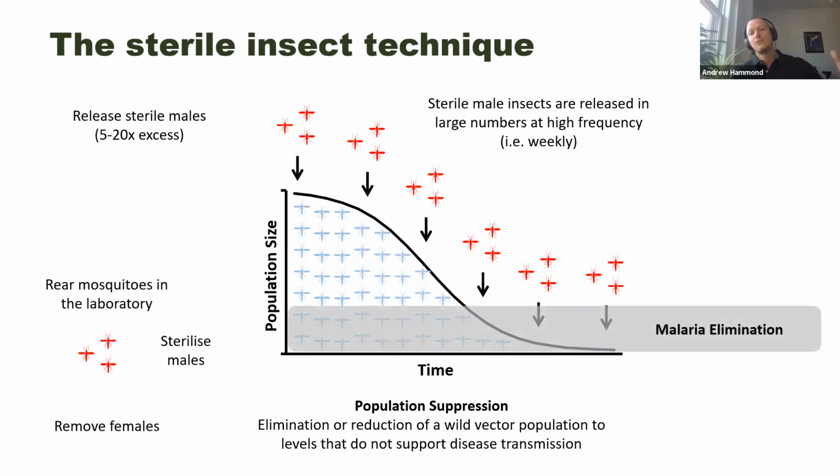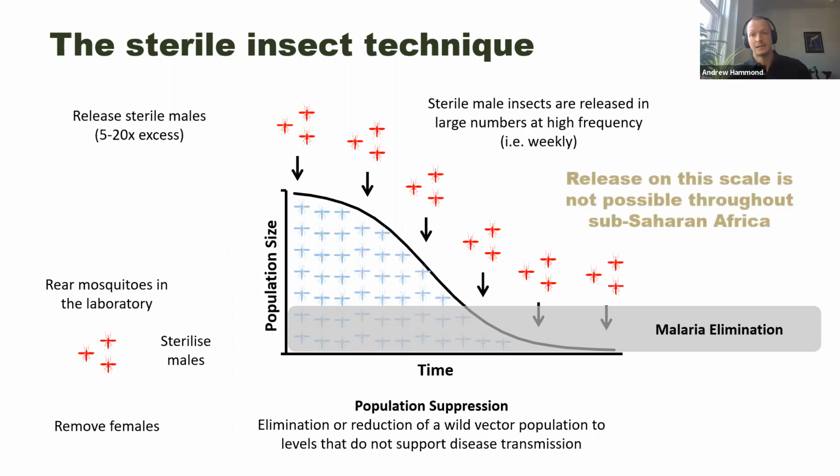But the idea is that if you can bring the mosquito population to such a low level, you can reach malaria elimination. And that doesn't mean eradicating the mosquito. It means bringing the number of mosquitoes low enough that the cycle of transmission is broken. The malaria parasite must always exist in a mosquito or in a human. And if you can break that cycle, you can actually get to malaria elimination, either locally or hopefully on a regional level. But as I said, right now, the release on this scale is not possible in sub-Saharan Africa.